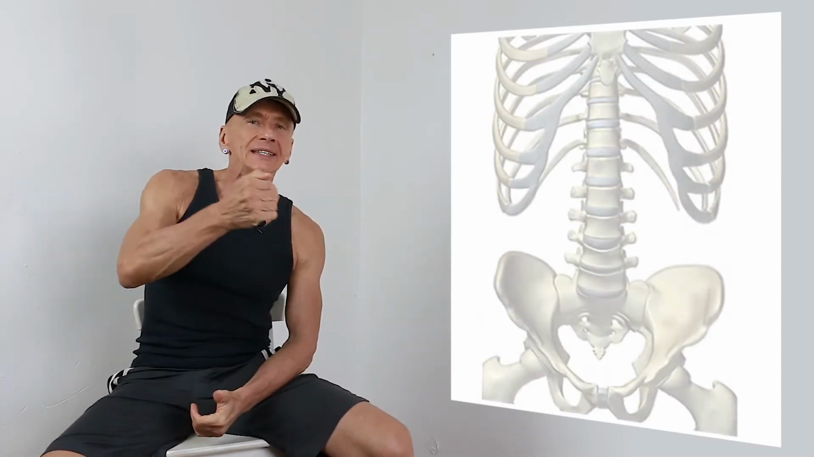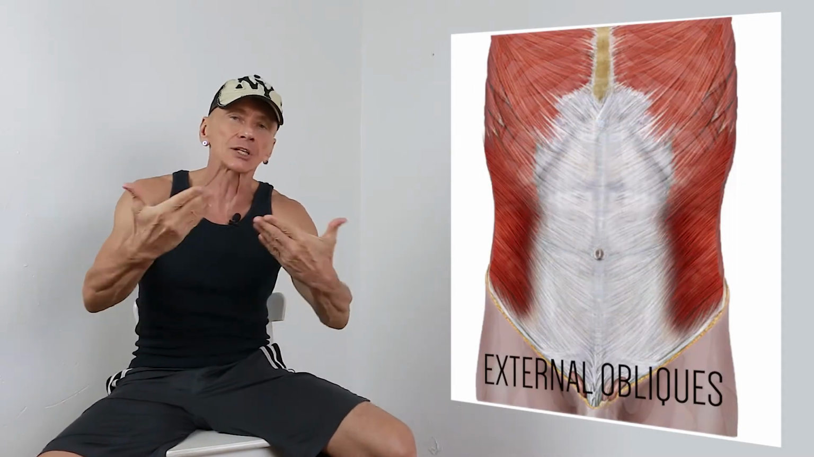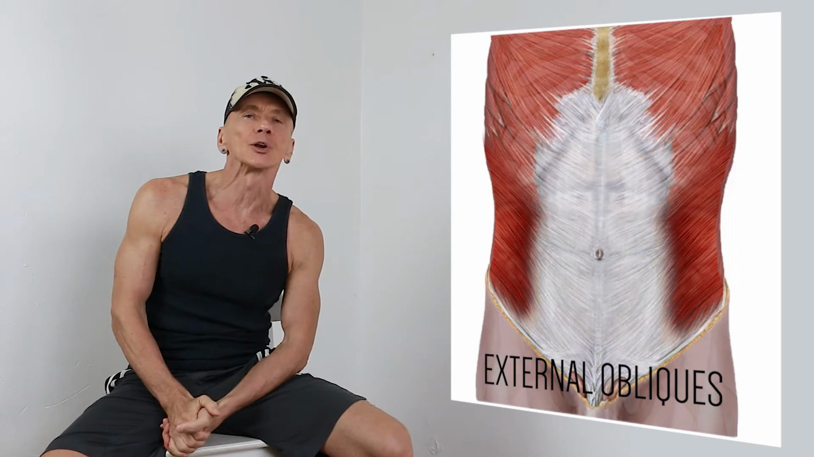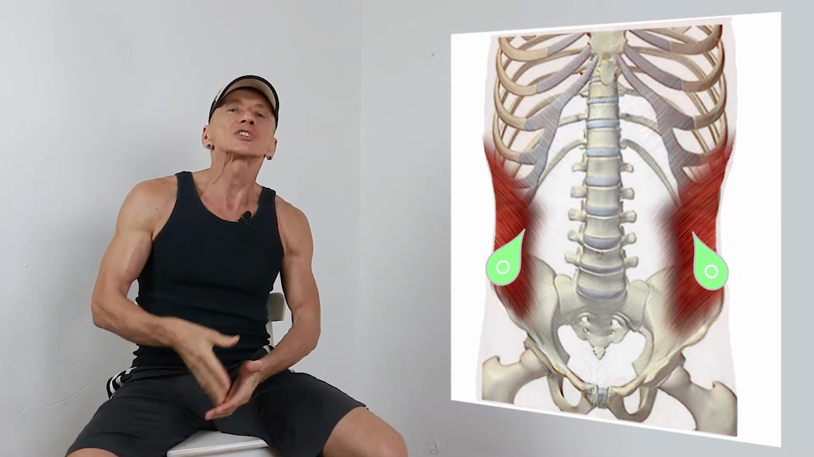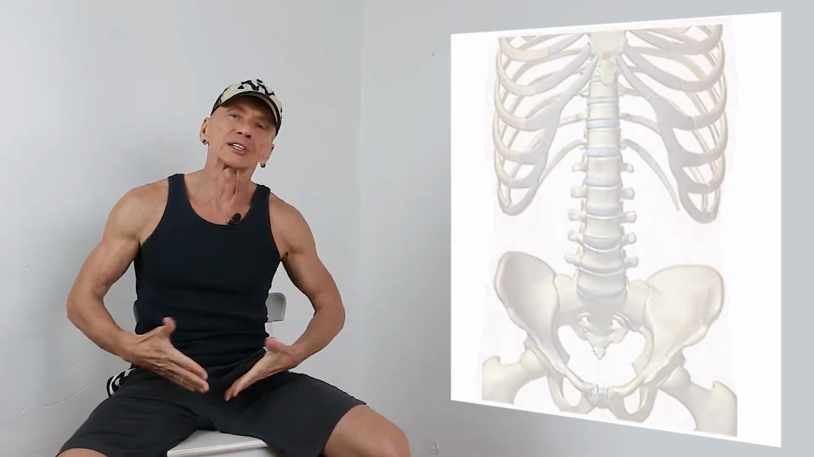Now, starting with the external obliques, a sheet-like muscle located laterally and superficially in the abdominal wall. The muscle fibers run downwards and forward, so the direction of the fibers looks like the letter V, or another great way to remember, like you put your hands in your pockets.